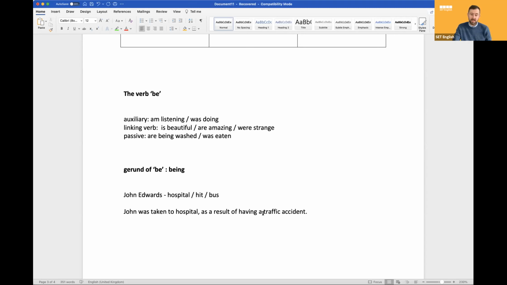Now, you could say this as a result of having, if you wanted to put that gerund in there, but that makes it sound like he did it. And it is true that in some way he is responsible because he was there, he was on the road, he was on his bicycle. And you could say that. No, you wouldn't say having had. You don't need to do that.